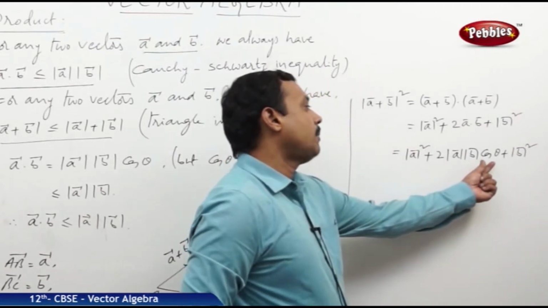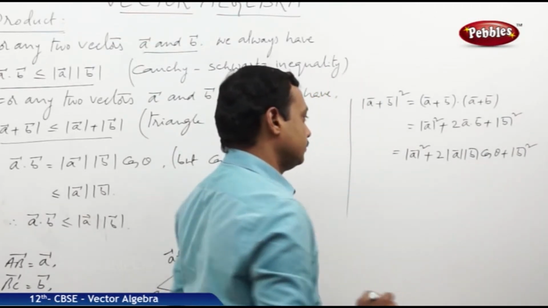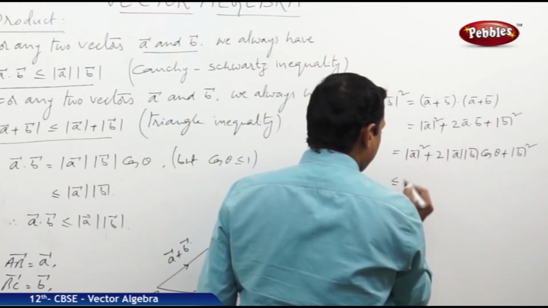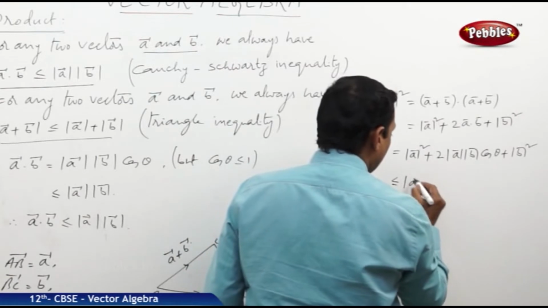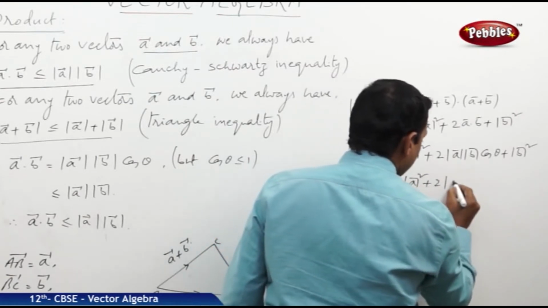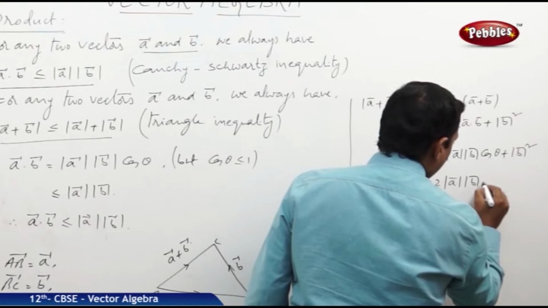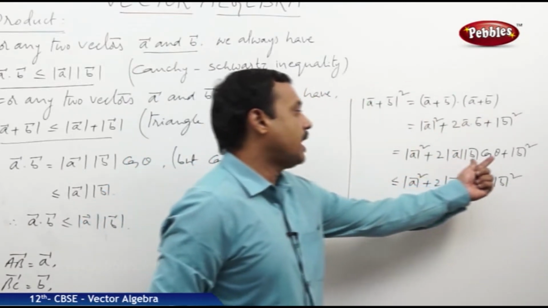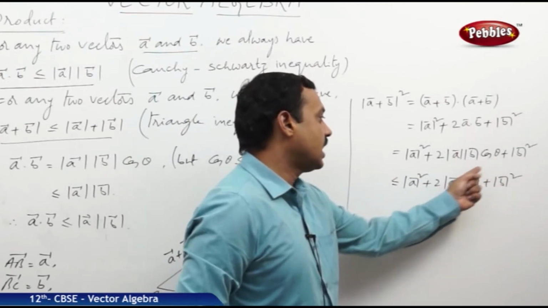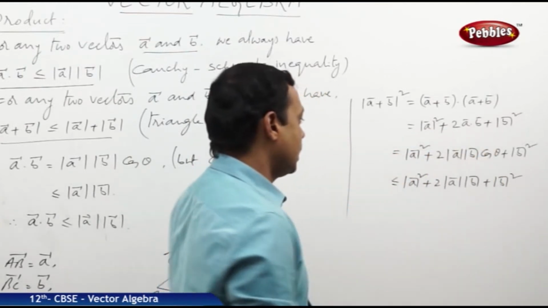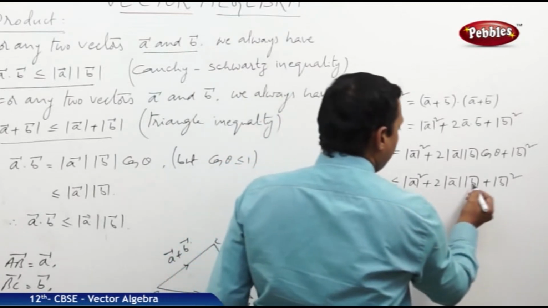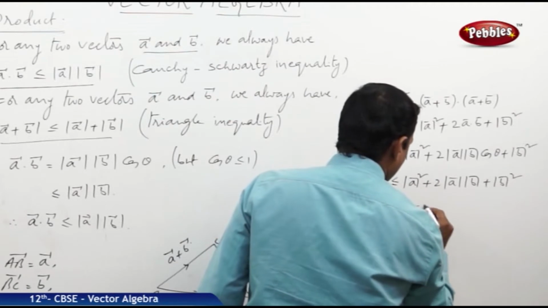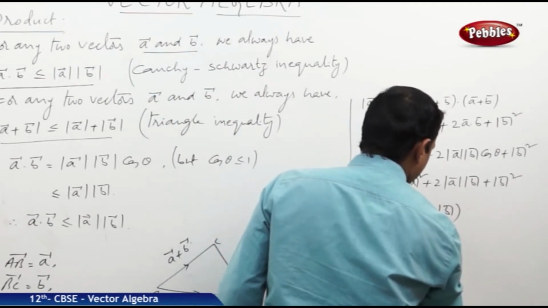But here the maximum value of cos is 1. Hence, this total summation should be less than or equal to mod a square plus 2 into mod a mod b plus mod b square. Since the maximum value of cos is 1, this entire summation is less than or equal to mod a square plus 2 into mod a mod b plus mod b square. This is the expansion of mod a plus mod b whole square.